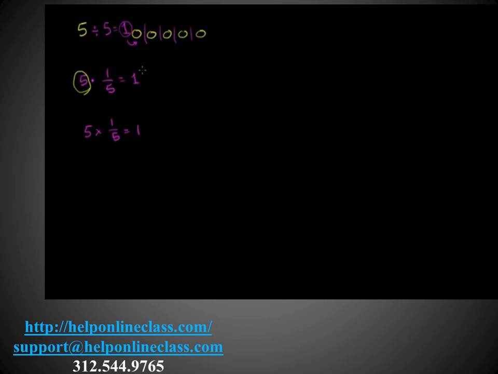If you were to actually multiply this out, if you actually take 5 times 1/5, this is equal to 5 over 1 times 1 over 5. You multiply the numerators, 5 times 1 is 5. Multiply the denominators, 1 times 5 is 5. So you have 5/5, and 5/5 is the exact same thing as 1.